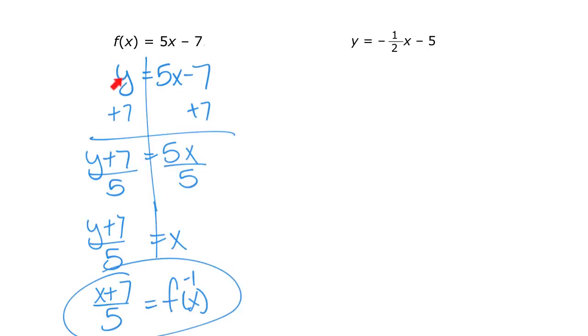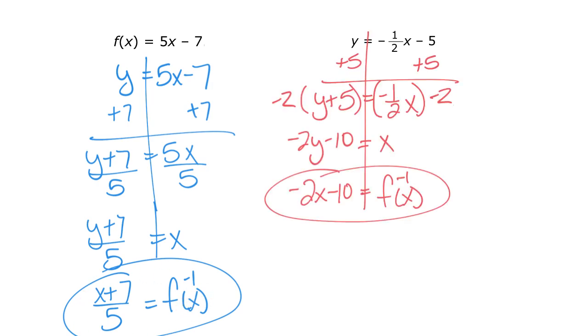I rewrote it with y instead of f of x, and then I got x by itself. So I rearranged it until x was by itself. And then I just put x as the variable again and rewrote it as the inverse function of f of x. In this one, I started by adding 5 to both sides, and then I multiplied both sides by -2 to get rid of this -1/2. You could also divide both sides by -1/2. It'd be the same thing.